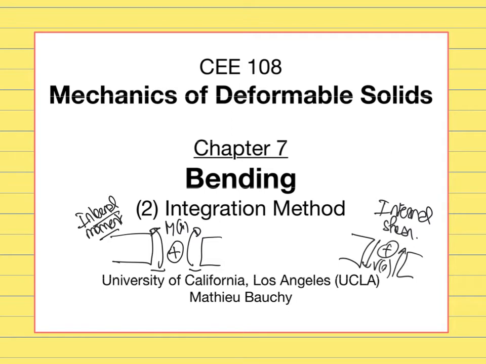So now, to calculate this internal moment or internal shear for every position X within the beam, you can always apply the method of sections. That's always going to work, but there are some methods that are faster to calculate the evolution of the internal moment and the internal shear as a function of X. One of these methods is the integration method, and that's what we are going to do in this video: derive the foundation behind this integration method.